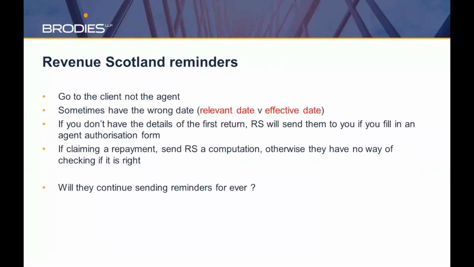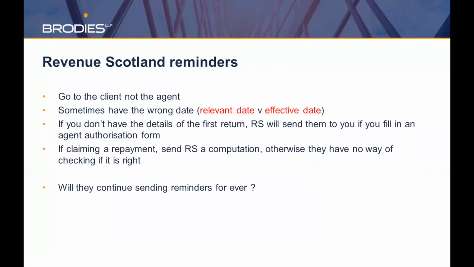Whereas the effective date is the date that the transaction completed or was substantially performed. And what the effective date does is lock in the tax rules that apply to the lease over its life. So a lease will only ever have really one effective date, and that means one set of tax rules will apply to it. So even if the rates change, you don't have to account for those rate changes in further returns. Now, technically, LBTT review returns are always due on the third anniversary of the relevant date, but what we've noticed Revenue Scotland doing is sending out reminders based on the effective date instead.